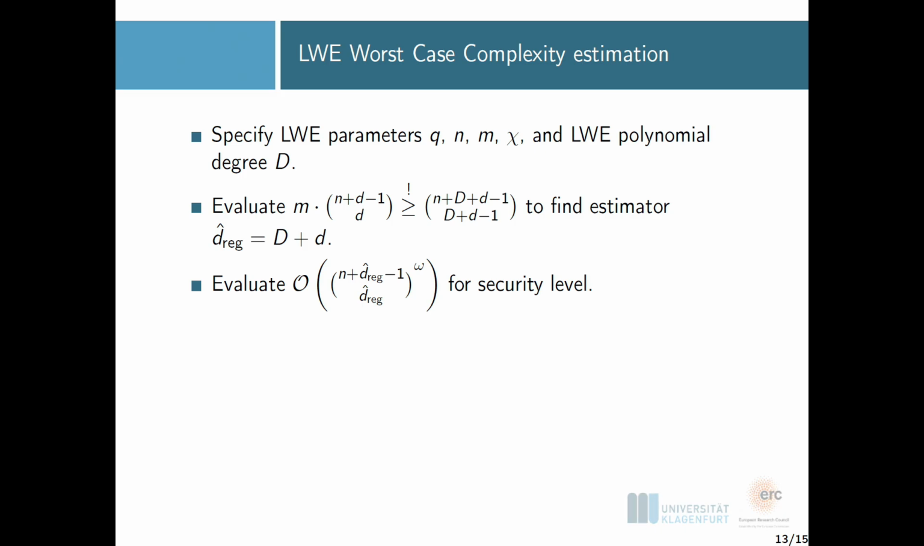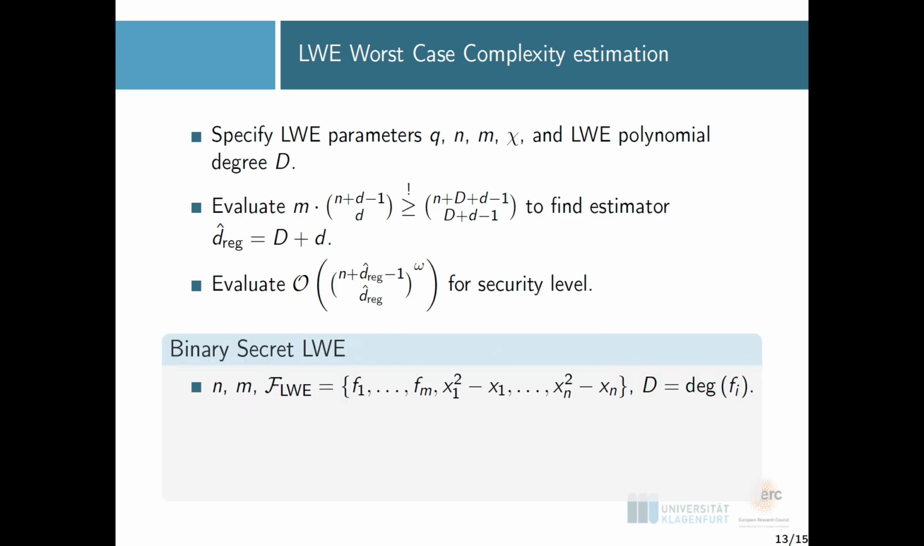Okay, and depending on your LWE instance, you can also significantly improve upon this necessary condition. So we can take a look at binary secret LWE. In binary secret LWE, we draw our secrets from the set 0 or 1. A priori, we can always add the polynomials xi squared minus xi to the system, because these polynomials just limit the solutions to 0 or 1.